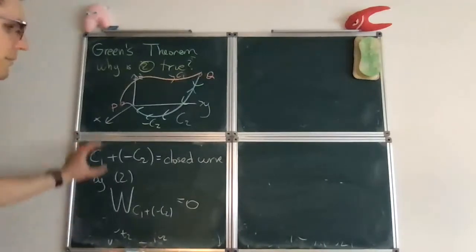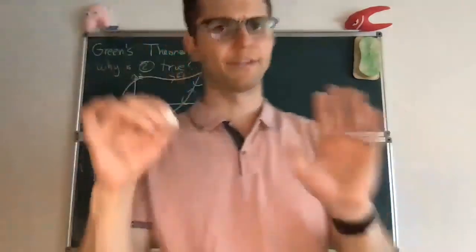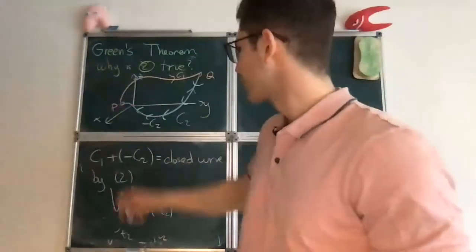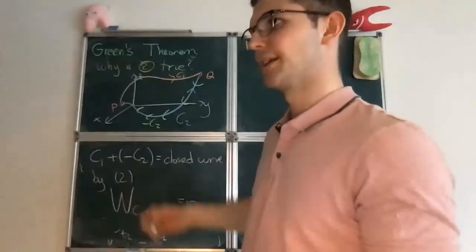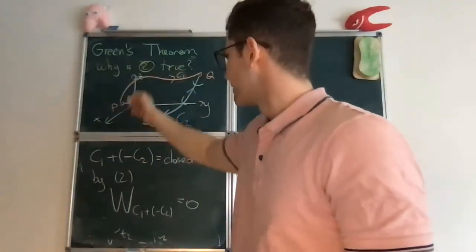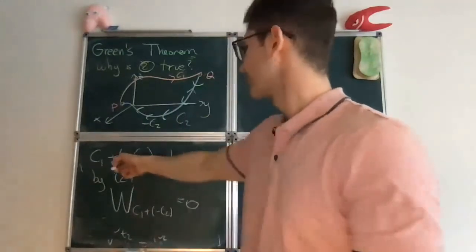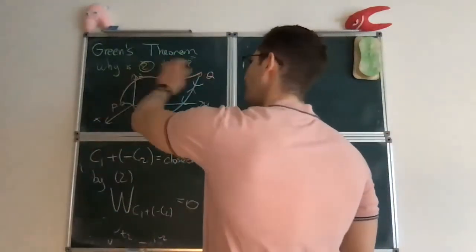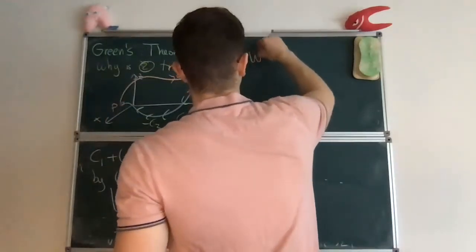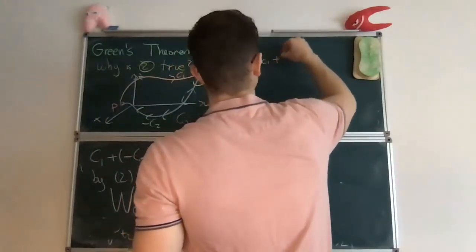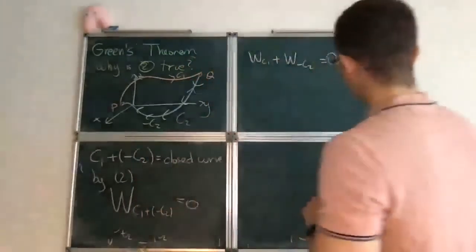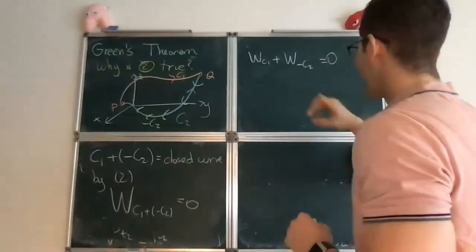But there's something that maybe it was clear, but if not, let me just mention it right now: work is additive, meaning that if you want to compute the work along this closed curve, you can just compute the work here and add it to the work here. So in other words, the work along C2 plus the work along minus C2 has to be 0. Okay?